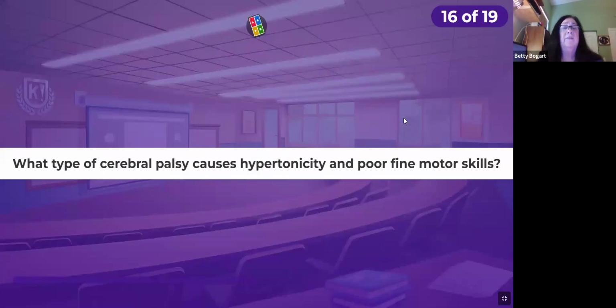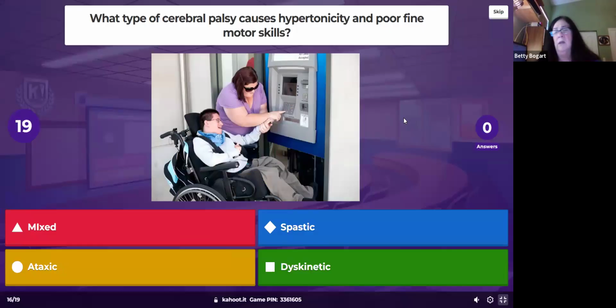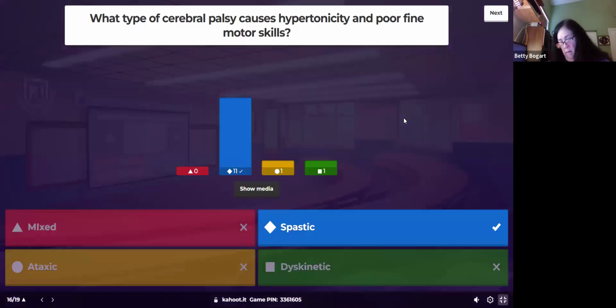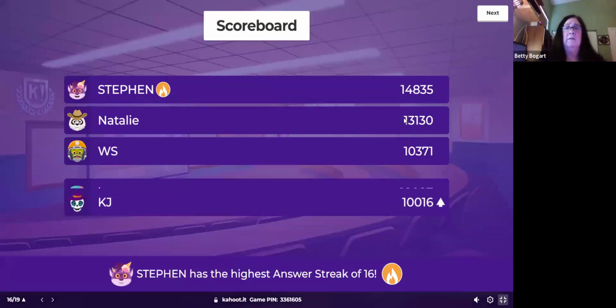What types of cerebral palsy causes hypertonicity and poor fine motor skills? So, the type of cerebral palsy with hypertonicity, that's the spastic type. That's when their arms get really tight. It's called spastic cerebral palsy. That was my little Jonathan.